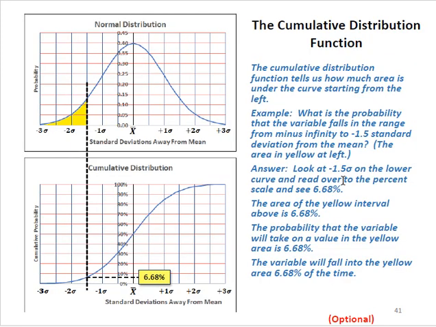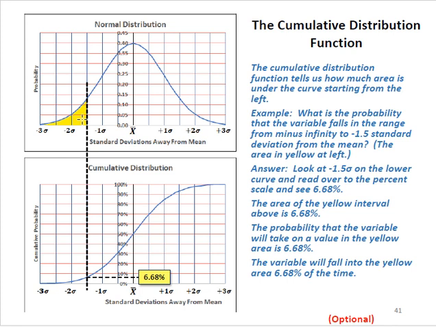Okay, so let's go into the cumulative distribution function. It tells you how much area is under the curve, starting from the left, going this way. So the example question is, what's the probability that your variable falls in the range from minus infinity all the way to this line, which is minus 1.5 standard deviation? This line is minus 1.5 standard deviation because it's 1 here and 0.5 here and 2 here, so there is no confusion about where this minus 1.5 comes from. It comes from the graph, and we put a yellow area right here so you can visualize it.